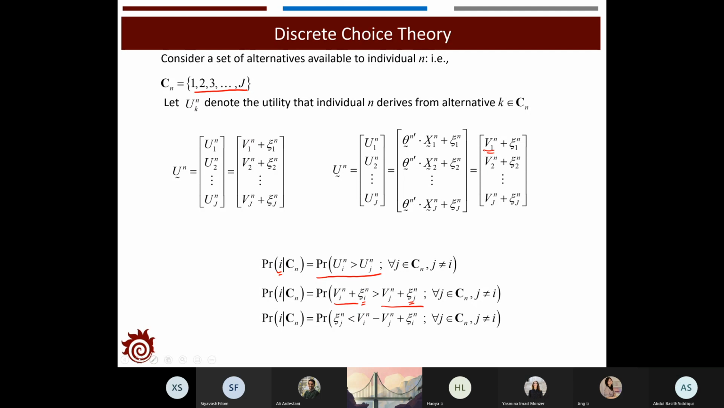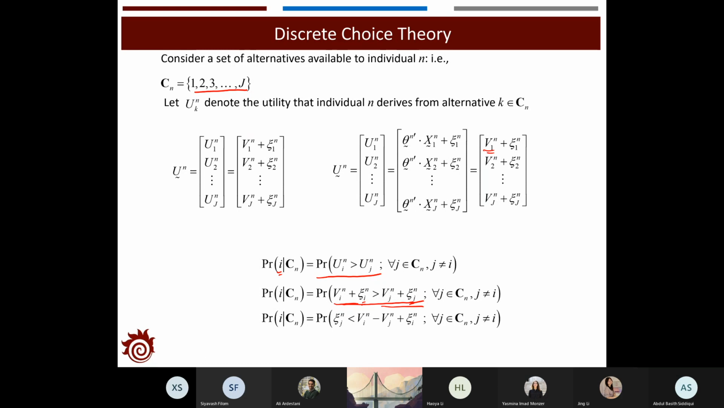You can do some slight revisions to the formula inside. So we get the probability of epsilon J smaller than VI minus VJ plus epsilon I. But here you see two random variables. So with the calculation of this distribution, you have to consider the joint probability of multiple variables.